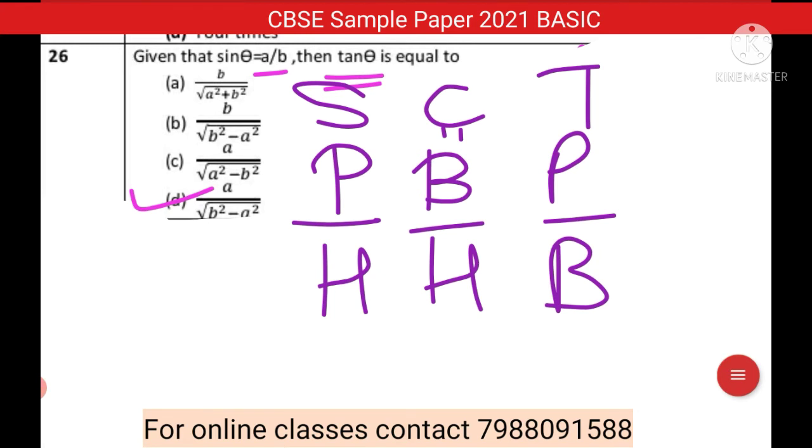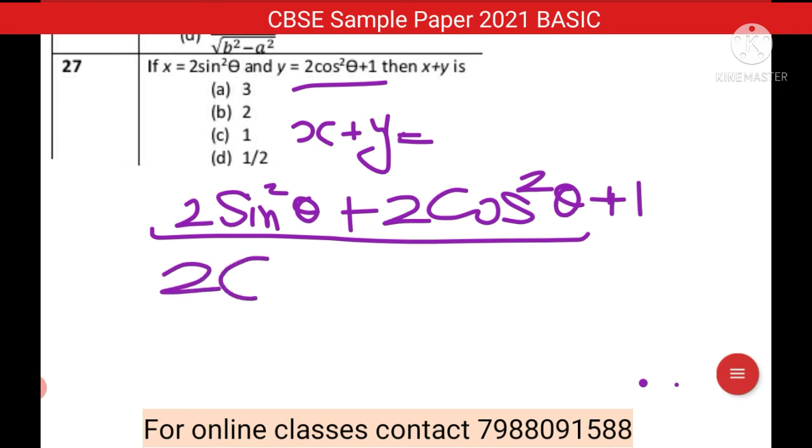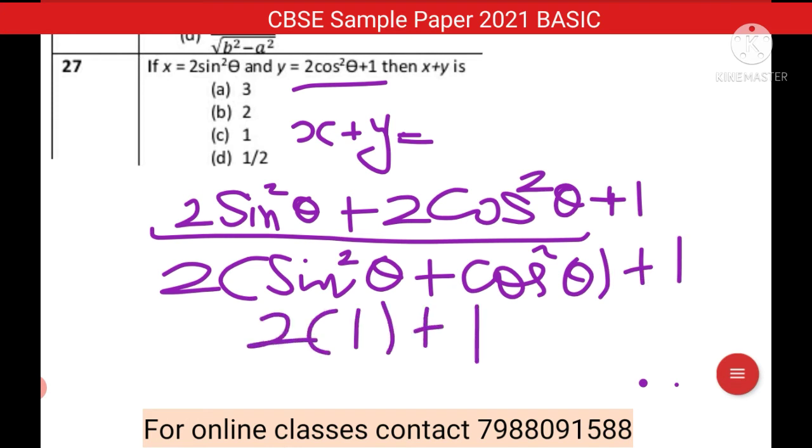Let's proceed to question number 27. It says if x is 2 sine square theta and y is 2 cos square theta plus 1, find the value of x plus y. So I've just written the value of x plus y. Now clearly if I take 2 common from these two, I'm left with sine square theta plus cos square theta. And I know that the value of sine square theta plus cos square theta is what? It is 1. So I get 2 into 1 plus 1, which gives me 2 ones are 2 plus 1, 3. So A is the correct option. This was quite a simple one.